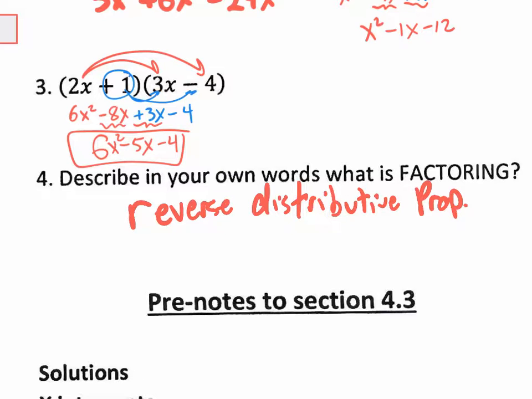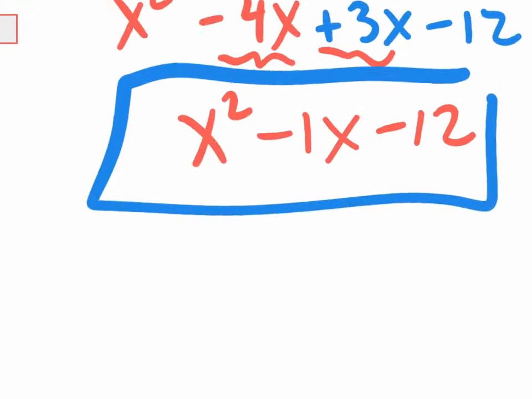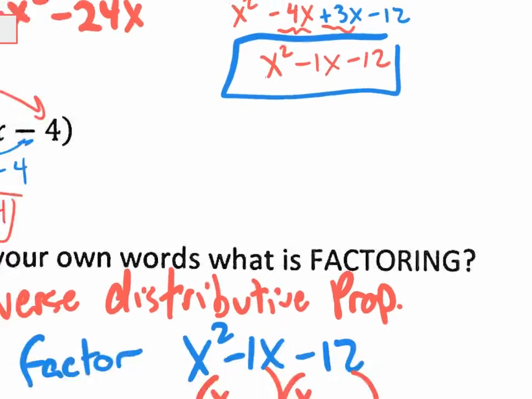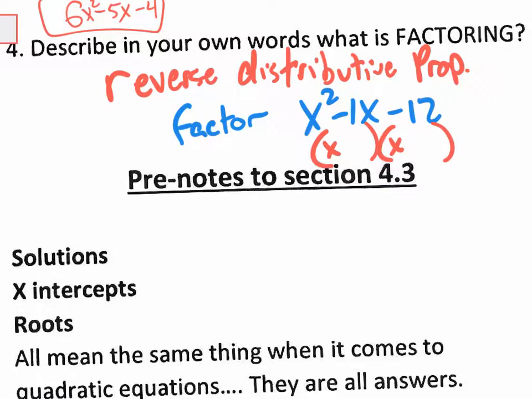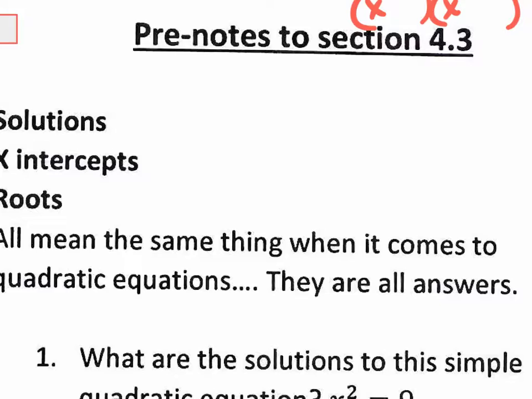So if I told you, for example, factor x squared minus 1x minus 12, where did I get this from? I got it from this answer up here, all right? If I told you factor, what I'm really asking you is, can you do a reverse distributive property to get back to the question, right? So you put an x right there and an x right there. That's like saying factor that, then your answer would be the question that we started with, the x plus 3 times x minus 4. And of course, we're going to have a strategy for factoring. We're going to review factoring tomorrow. You don't have to remember that right now. Anyway, let's move on to the pre-notes to tomorrow's notes.